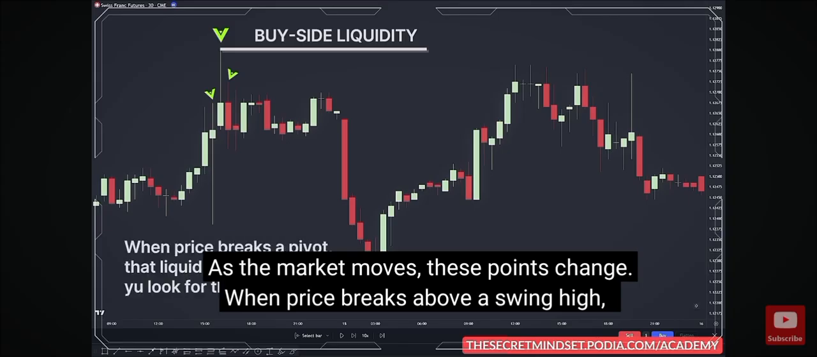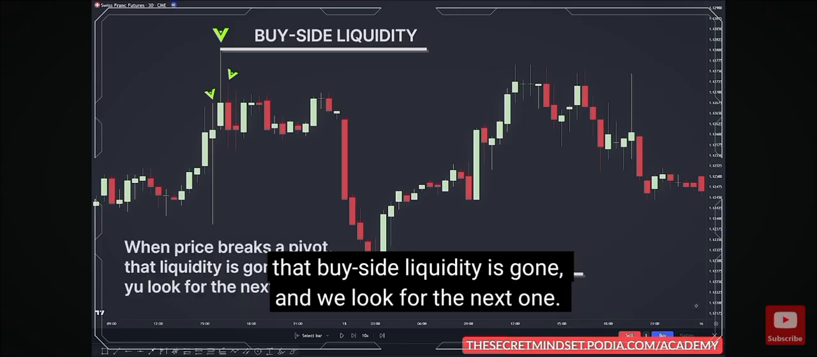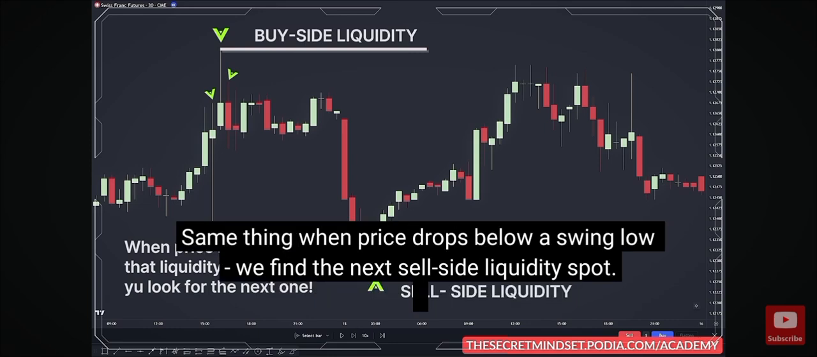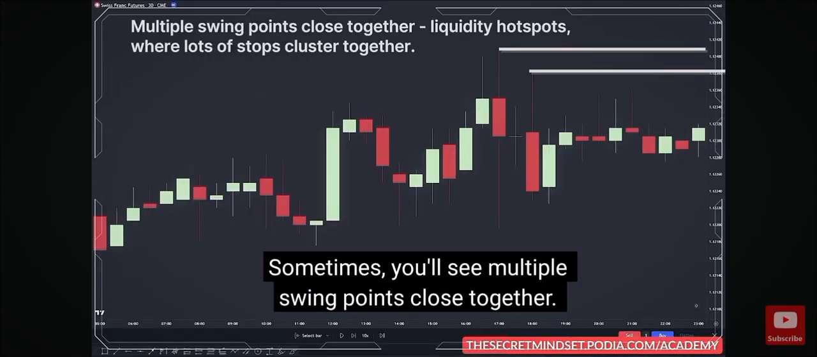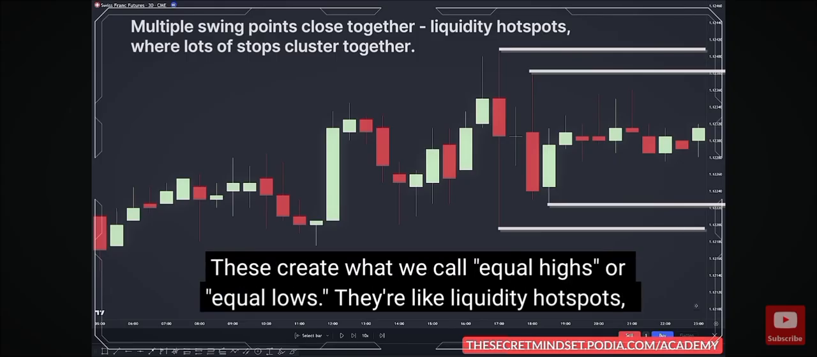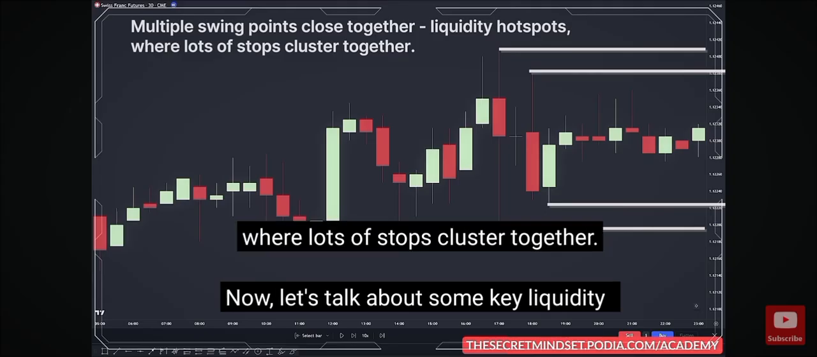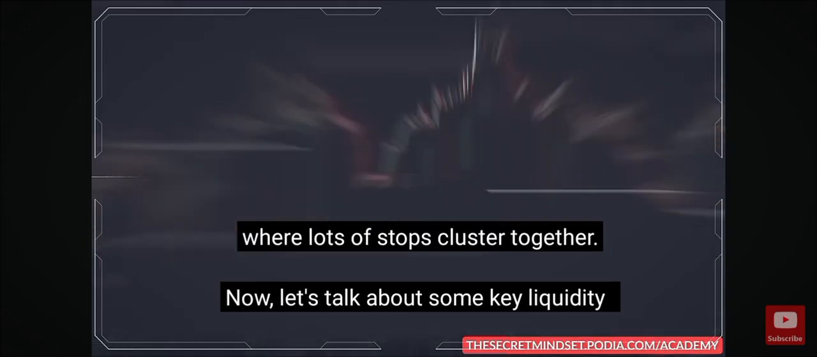When price breaks above a swing high, that buy-side liquidity is gone, and we look for the next one. Same thing when price drops below a swing low. We find the next sell-side liquidity spot. Sometimes you'll see multiple swing points close together. These create what we call equal highs or equal lows. They're like liquidity hotspots where lots of stops cluster together.